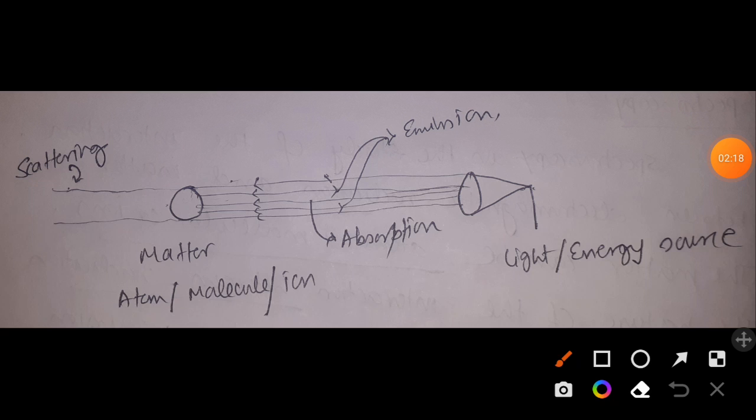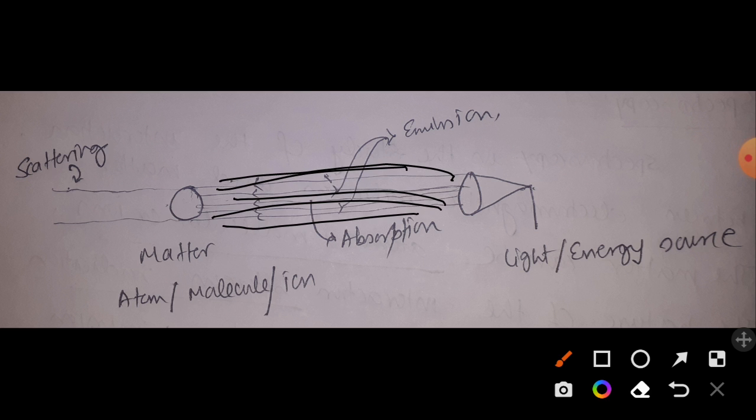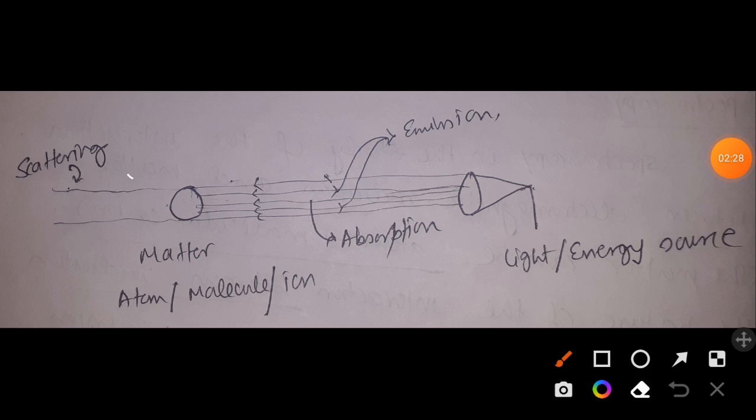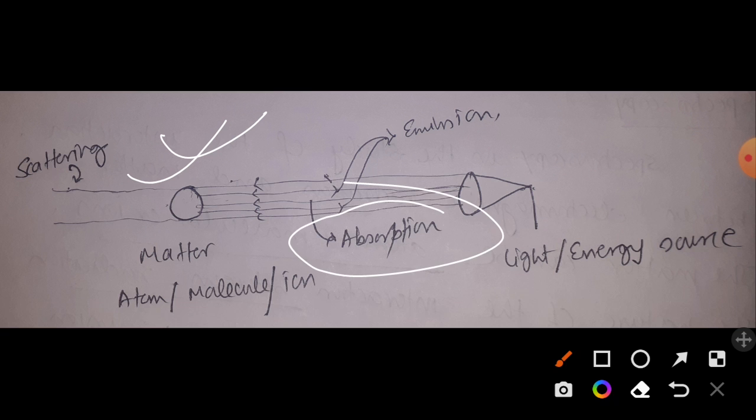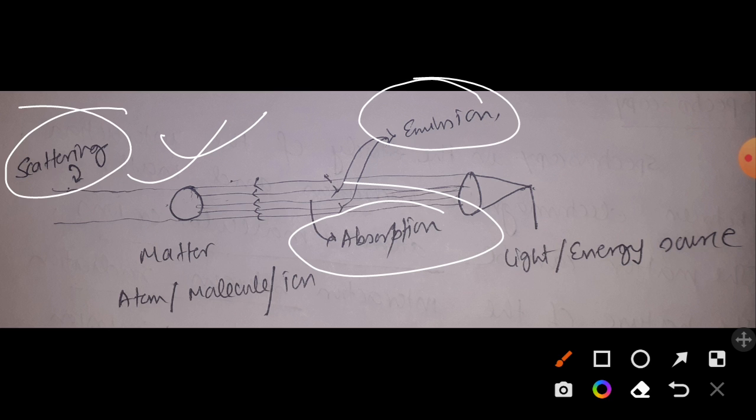Now the study of the interaction between those electromagnetic radiations and the matter is called spectroscopy. So there are three kinds of interaction that can occur. The matter can absorb the electromagnetic radiation, the matter can emit it, or the electromagnetic radiation can simply undergo scattering.